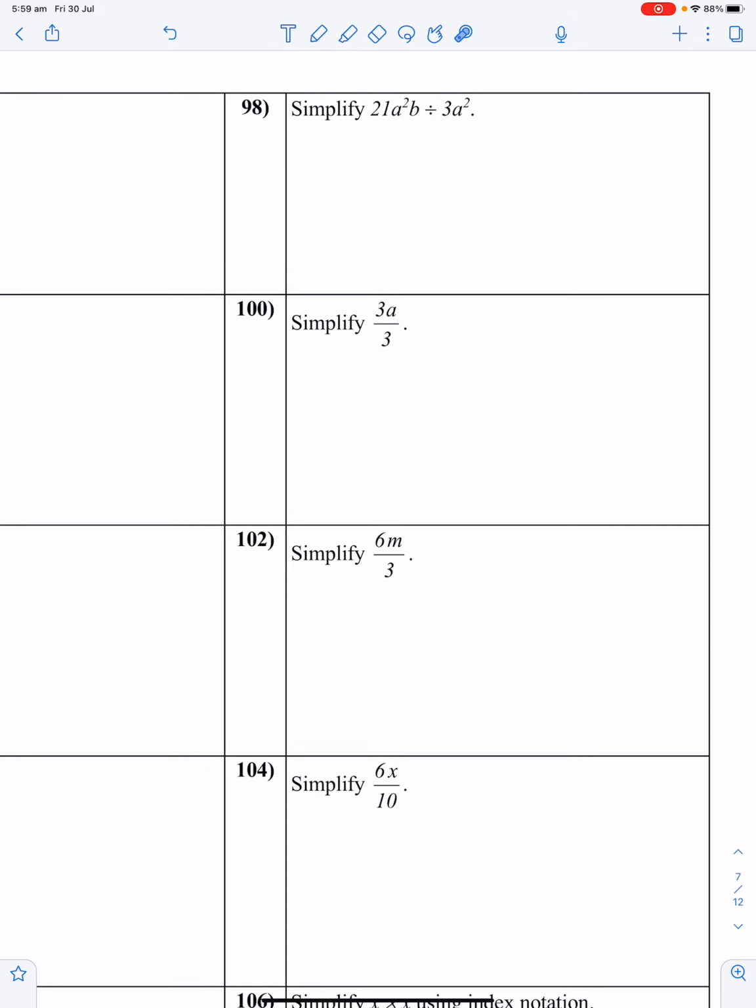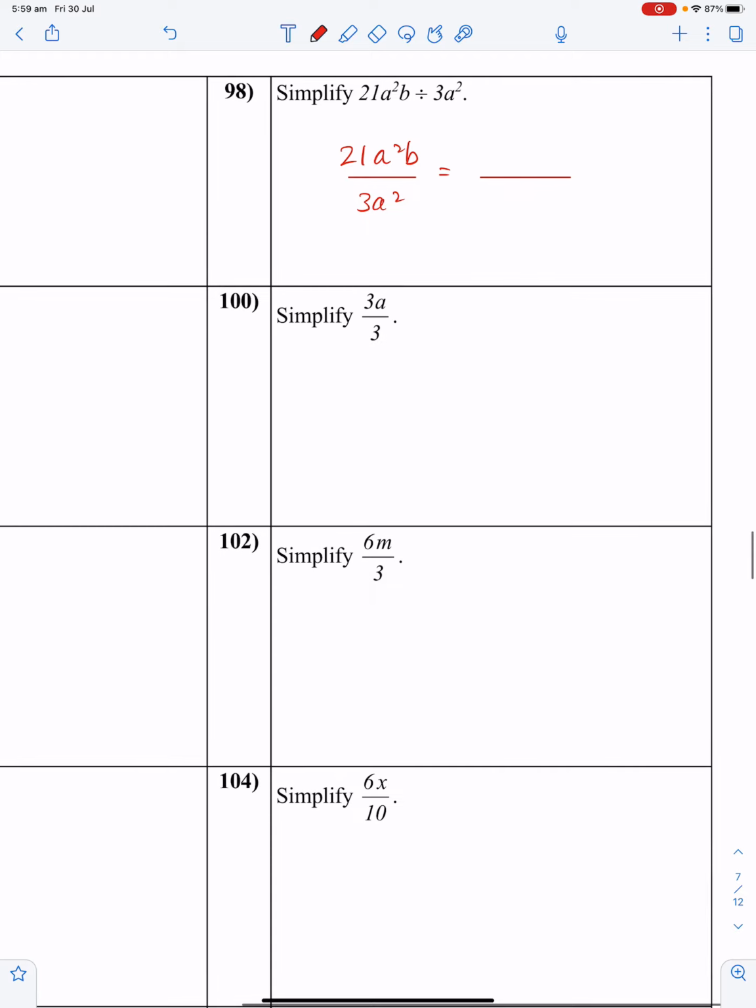Same with the next few questions. Sometimes they give you the division questions written like this, and other times they actually write them in that format anyway. If you'd like me to look at 98, it's 21a squared b over 3a squared. Divide this by 3 and get 7. Divide this by 3 and get 1. Cancel the a squareds, and you're left with b up the top. So the answer is now 7b.